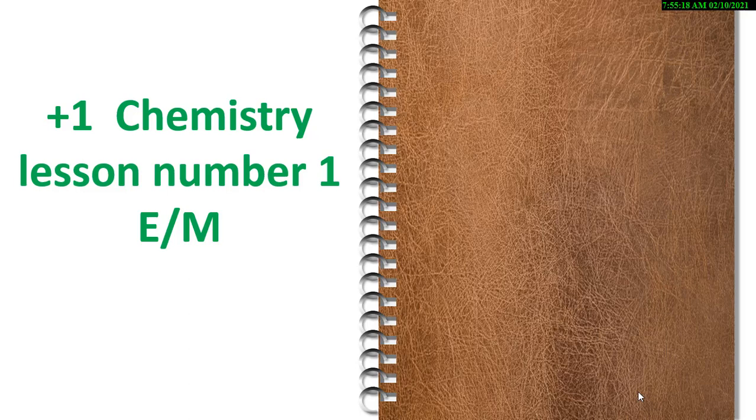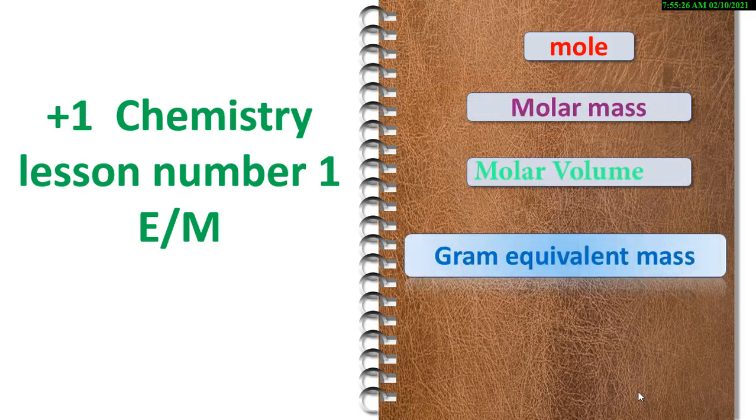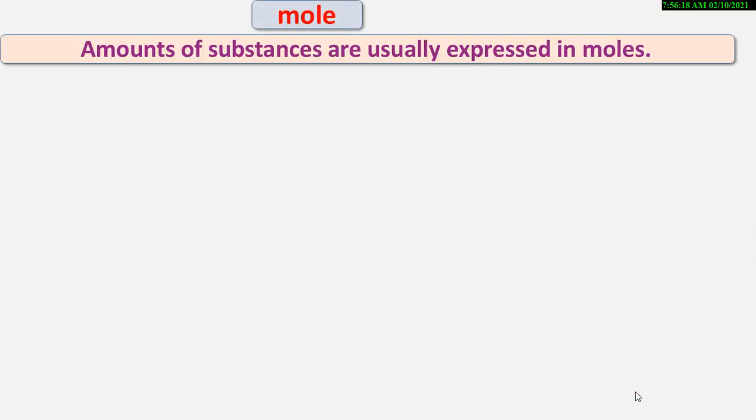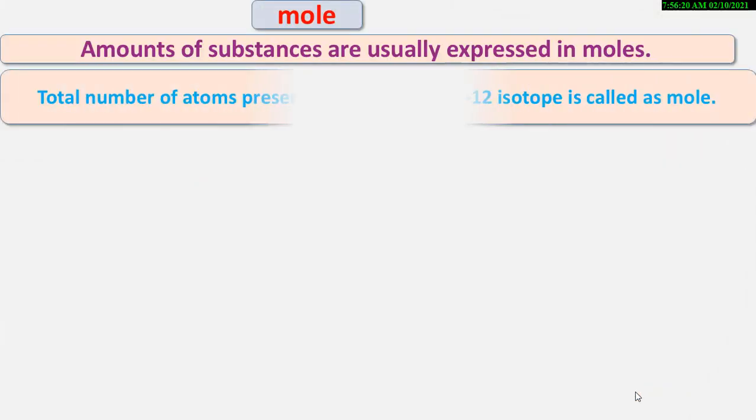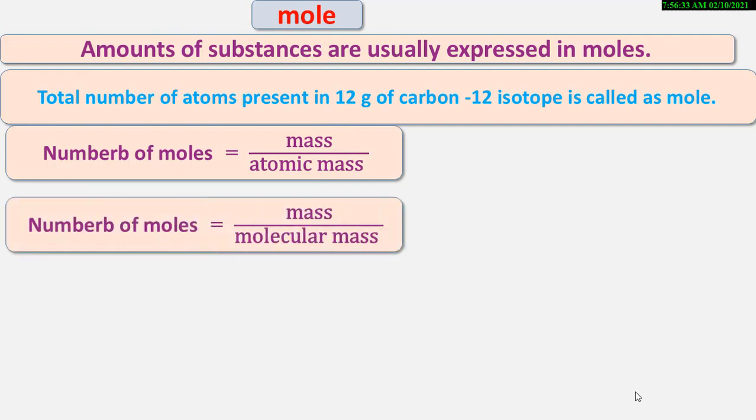Good morning students. In this video we are going to discuss Plus 1 Chemistry Lesson Number 1: mole, molar mass, molar volume and gram equivalent mass. First we see mole. Amount of substance is usually expressed in moles. The total number of atoms present in 12 gram of carbon-12 isotope is called a mole. Number of moles of atoms is equal to mass divided by atomic mass. Number of moles of molecules is equal to mass divided by molecular mass.